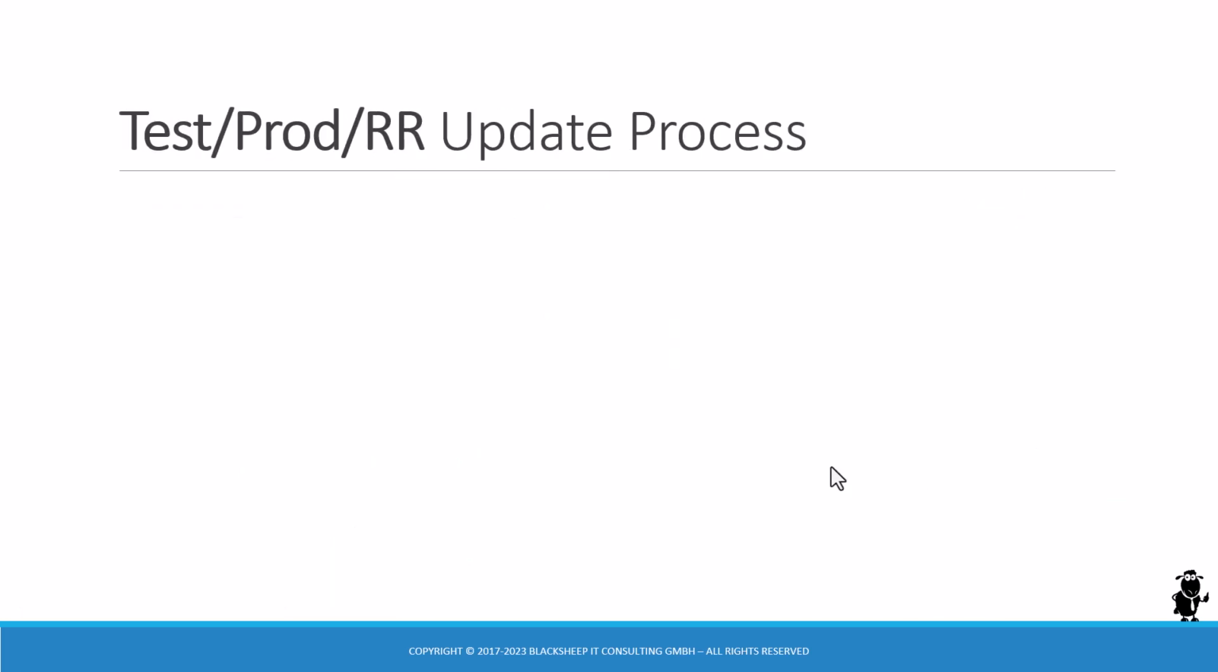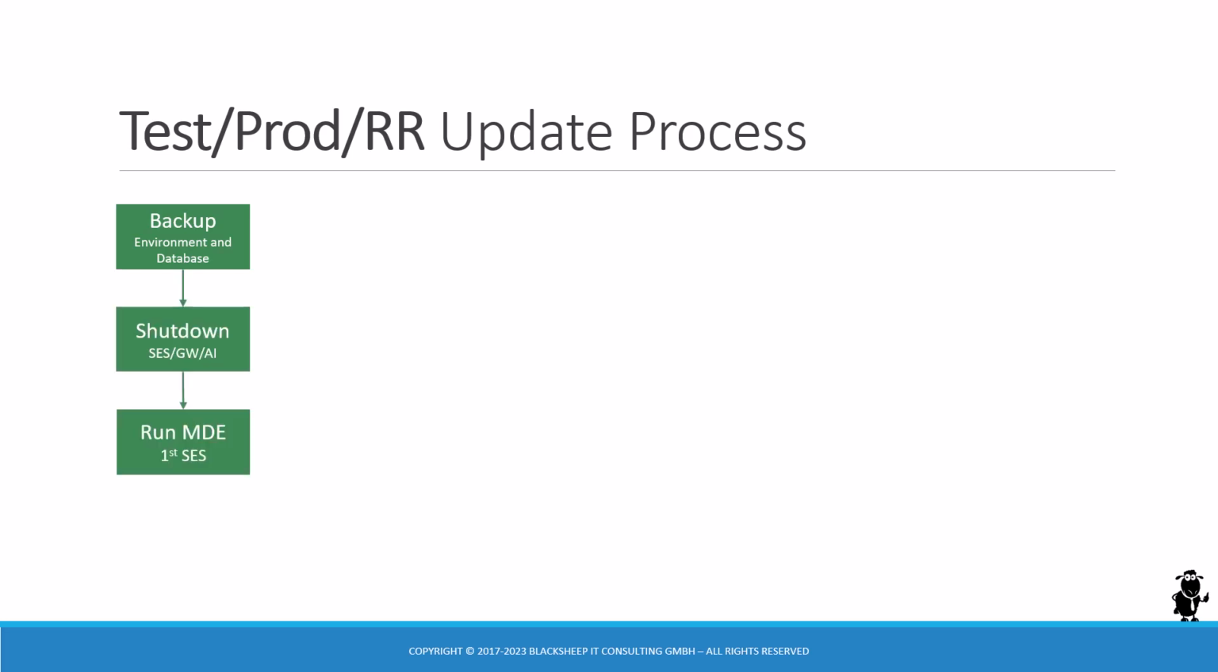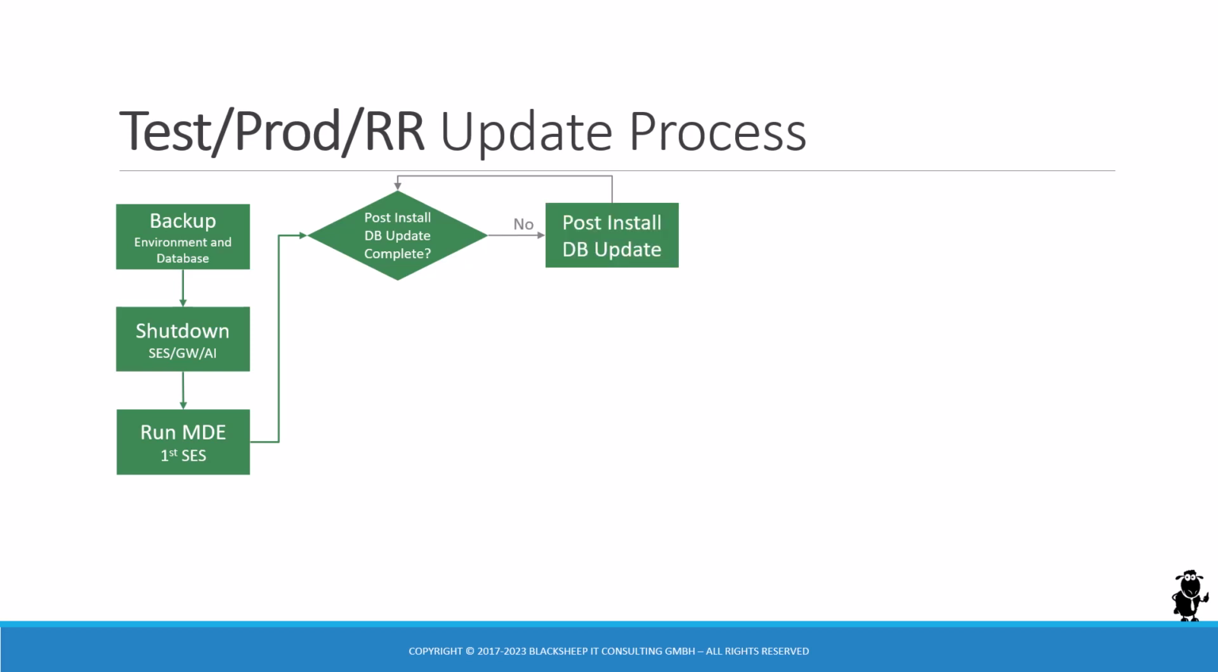Now let's look at a test or production or RR environment. This is a slightly different update process. You start with a backup, shut down the machine that you want to update, run the MDE on the first SCS, and make sure that post-install database update completes. So this will introduce the same schema changes, seed data and manifest changes on your RR database. Post-install database update must run once per database on development and RR.